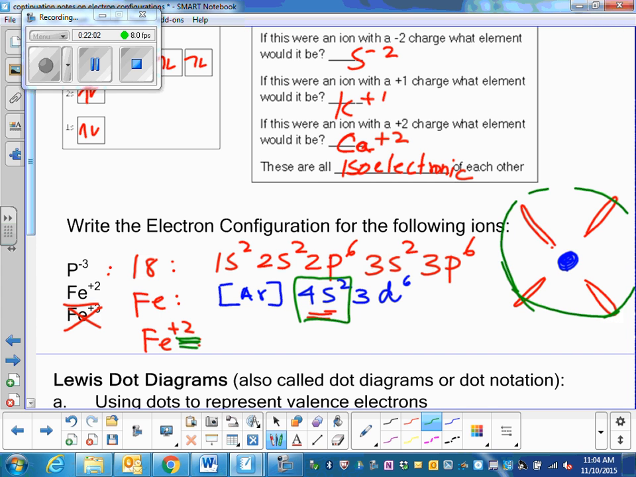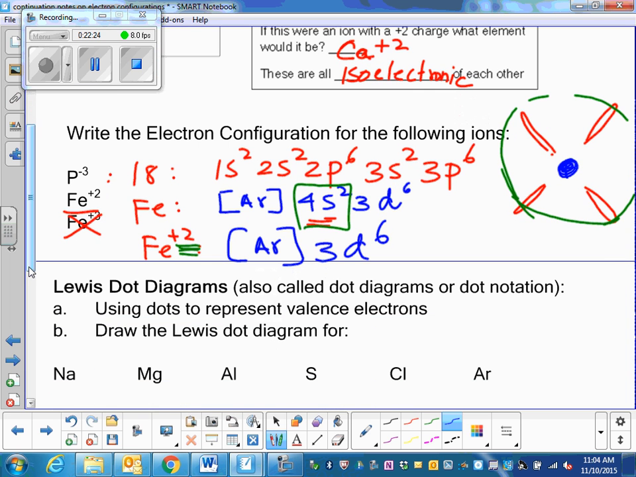So they ask you to write out the electron configuration for Fe plus 2. How will you write the electron configuration? It is Ar 3d6. And you will not pull out the 2 electrons from the d orbital. Is that clear? Do you understand this? Now, I'm going on to Fe plus 3. The next ion is Fe plus 3.